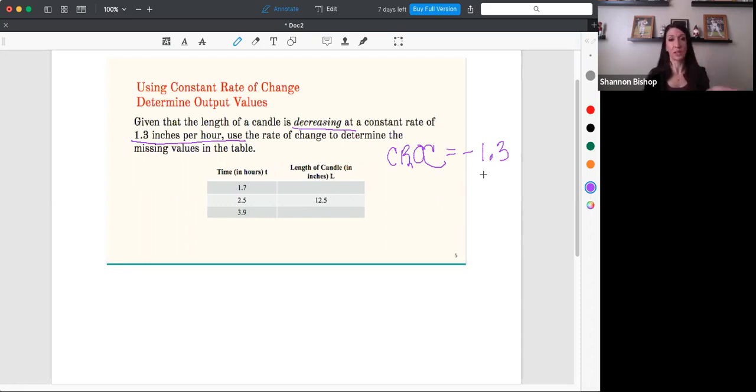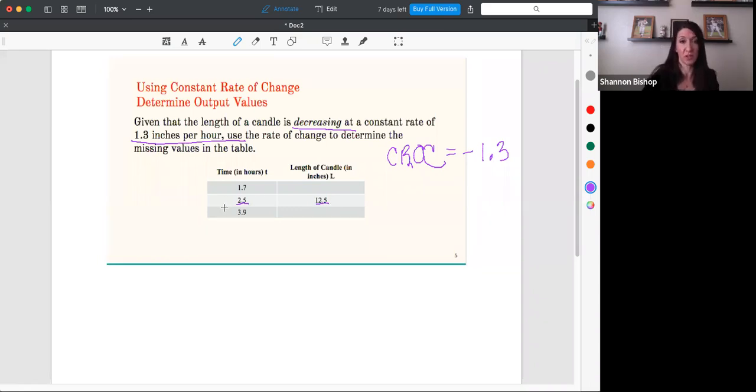So if you look at the information that we're given, what we know is that at the 2.5 hour mark, the length of our candle is 12.5 inches. That's the information that we're given. And with the rate of change, we now want to figure out how long the candle would be at 3.9 hours, or what about at 1.7 hours?